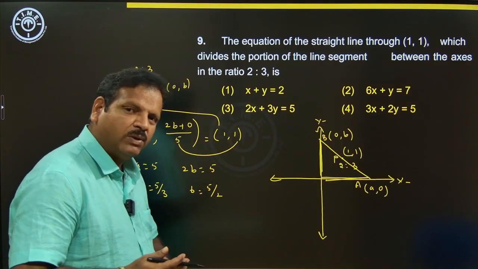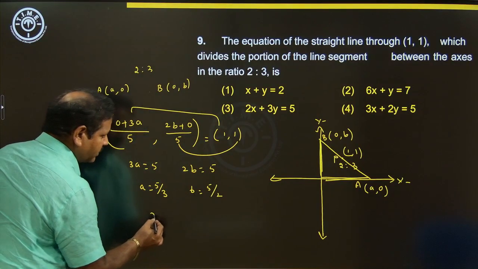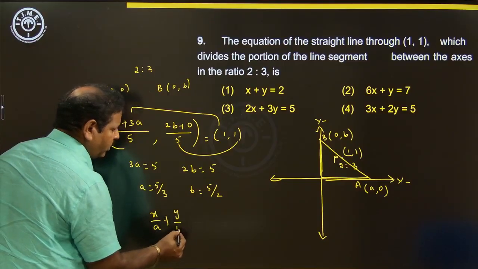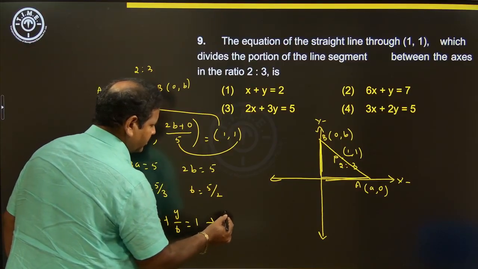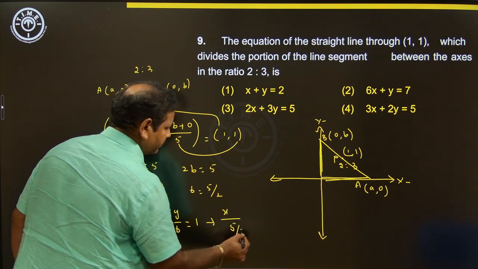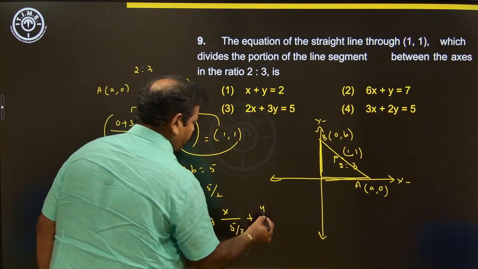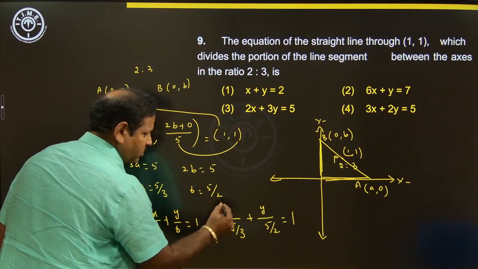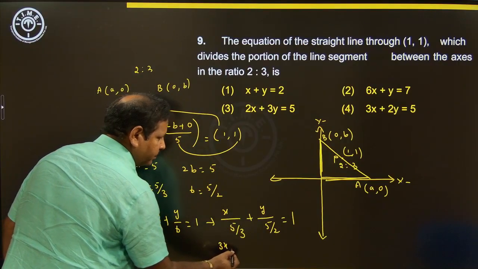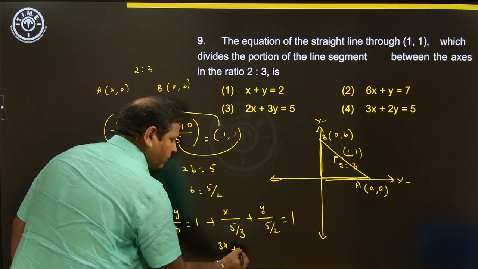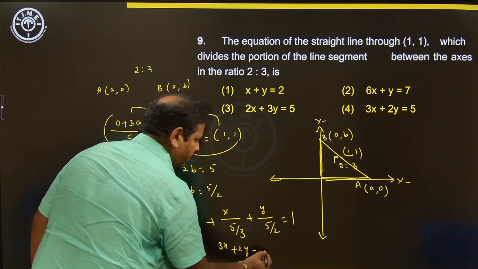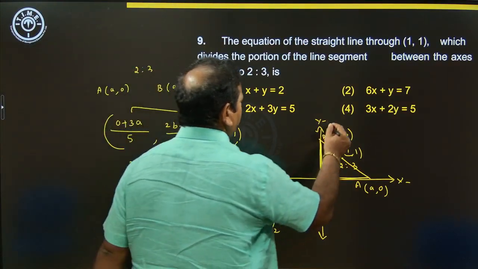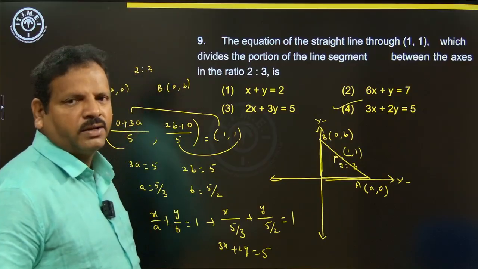Where you know the x-intercept and y-intercept, then x by a plus y by b equal to 1. So this implies x by 5 by 3 plus y by 5 by 2 equal to 1. In the next step, this 3 goes to numerator, 3x by 5 plus 2y by 5. In the next step, that 5 goes to the right side. So what is the answer now? 3x plus 2y equal to 5. So the fourth option is the right answer.